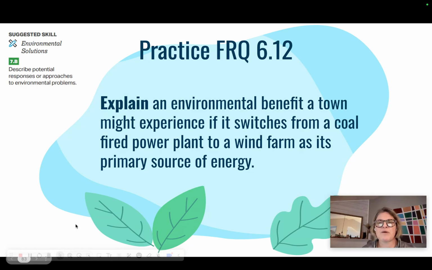And so we're already to our practice FRQ, so that's good. Explain an environmental benefit a town might experience if it switches from a coal-fired power plant to a wind farm as its primary source of energy. I would also challenge you to explain a drawback that the town would also experience as it switches from a coal-fired power plant to a wind farm. So do both a benefit and a drawback.